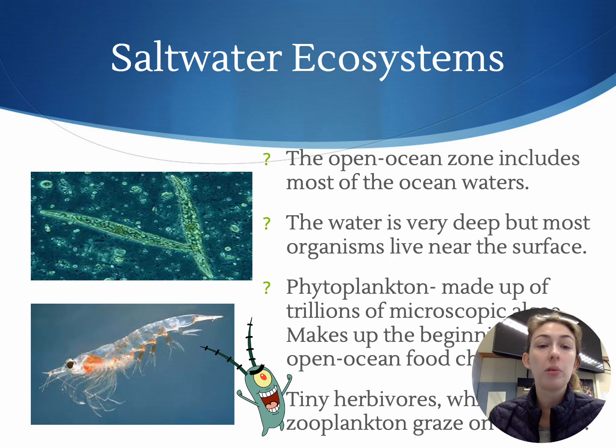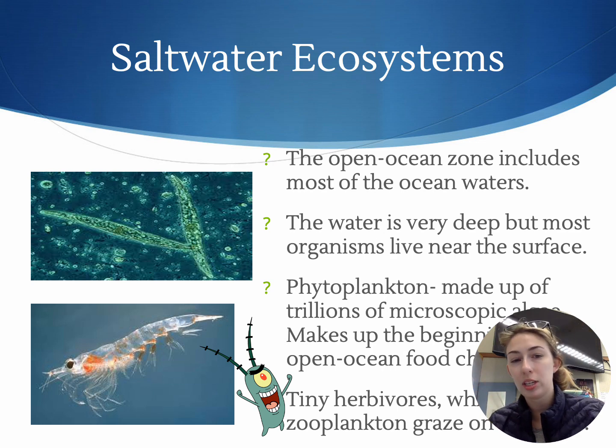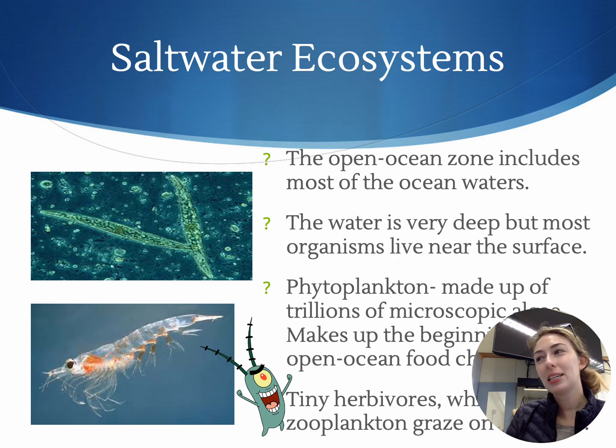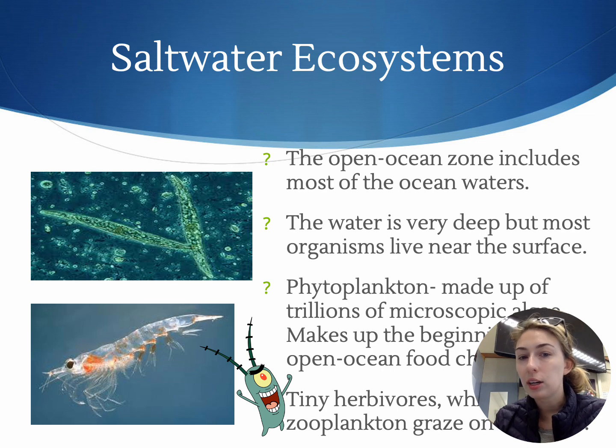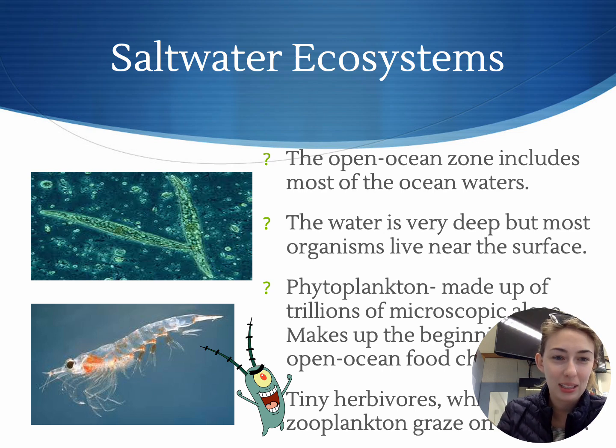Now, our open ocean zone, that's going to include most of our ocean water. The water is going to be very deep, but most of the organisms are going to live near the surface because that's where we're having sunlight come through. So that's where we're able to catch food. That being said, that's where you'll find your plankton or phytoplankton. If you guys watch SpongeBob, plankton here, okay? It makes up the beginning of our open ocean, and then you have tiny herbivores who kind of graze on our plankton and zooplankton. Additionally, you're going to have larger organisms, right? They're going to be migrating between these different areas, and sometimes they're feeding on these too, or feeding on the larger organisms that feed on these.